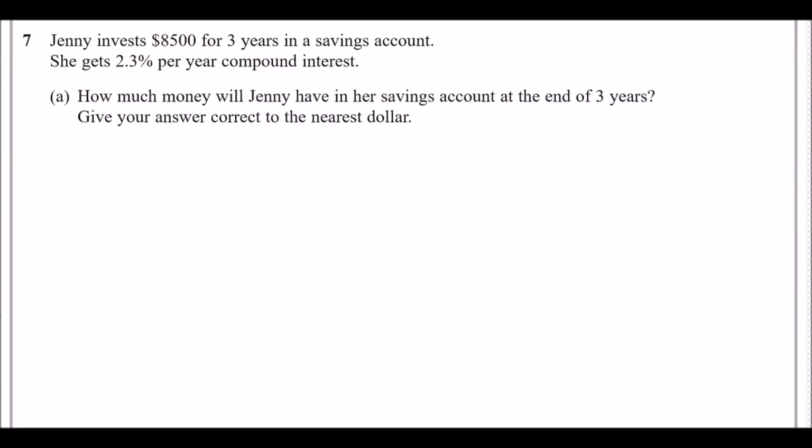And that's it. So Jenny invests $8,500 for 3 years in a savings account. She gets 2.3% per year compound interest. So this means the money increases every single year by 2.3%, compounded every year. So how much will she have at the end of 3 years? Okay, so this is just a straightforward formula, nothing special here. If you're familiar with this formula, it's always the original value, in this case 8,500, times some multiplier, in this case 1 plus the rate, which will give us a new value.